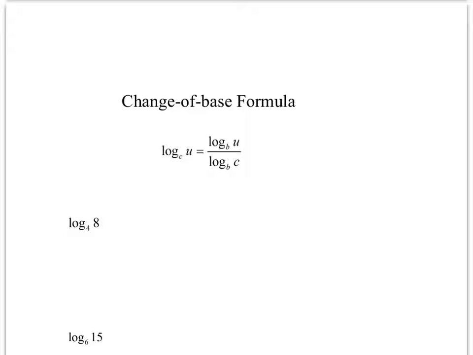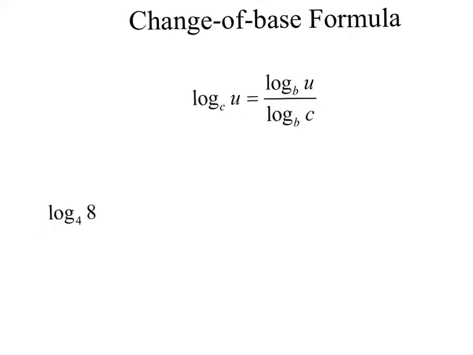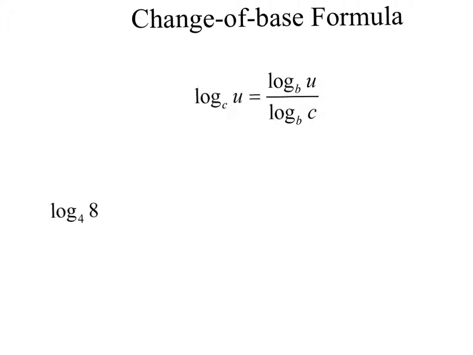So besides condensing, we also want to be able to change the base. If you remember me talking about calculators, you cannot use just anything on the calculator. You can only use base 10 and base e. And so what if you need to find this out as a decimal? So if you look, we have an example of log base 4 of 8. I actually have to find that out as a decimal. And so what we can do is we can change it to a base that we can use on a calculator. So if you remember, we can use base 10. So I'm going to change this to base 10.